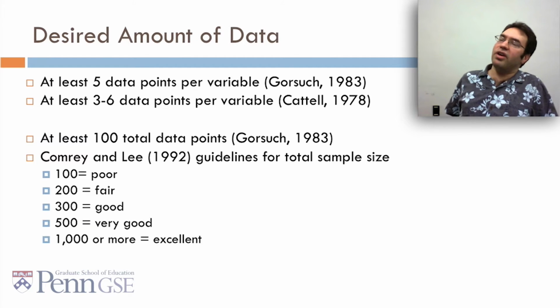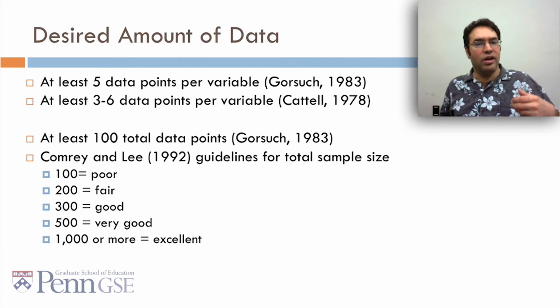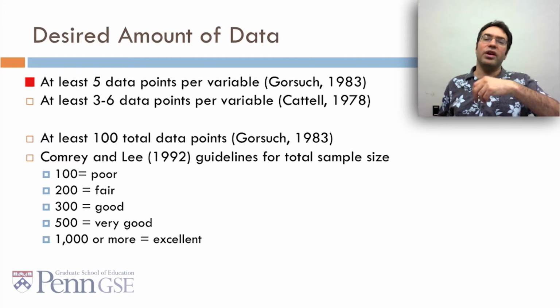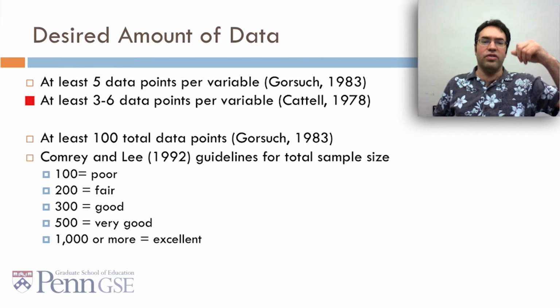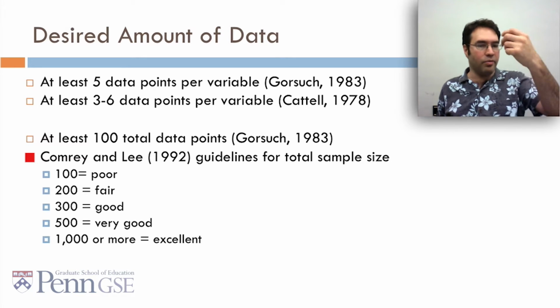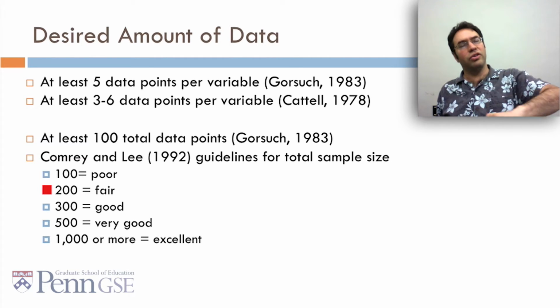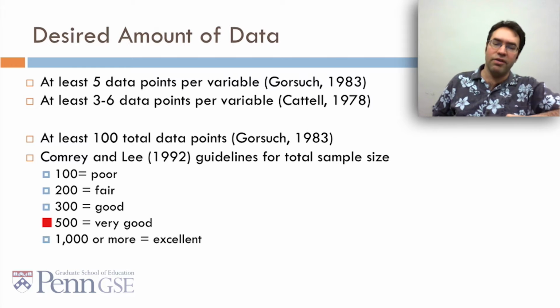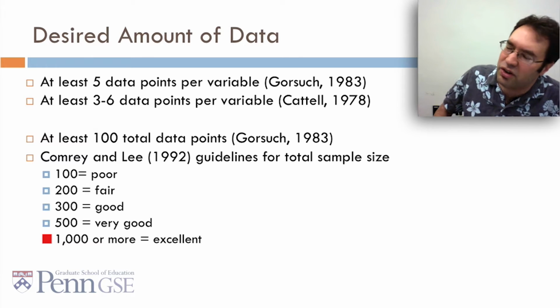So how much data should you have to do a factor analysis? Well, Gorsuch says at least 5 data points per variable. Cattell says at least 3 to 6 data points per variable. Gorsuch says have a minimum of 100. Comrey and Lee say, oh, well, 100 is poor. 200 is fair. 300 is good. 500 is very good. And 1,000 or more is excellent.